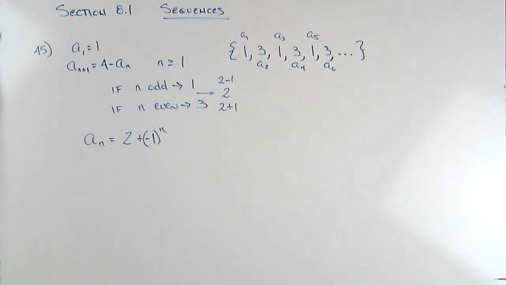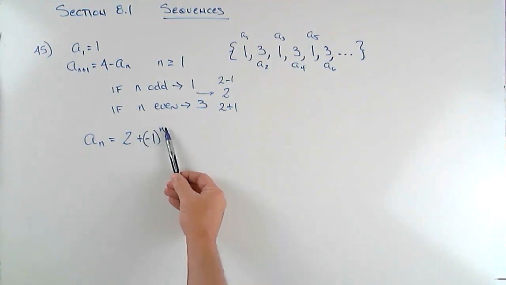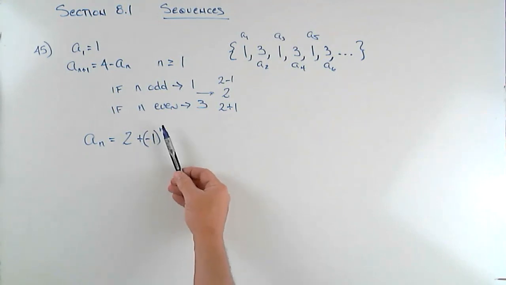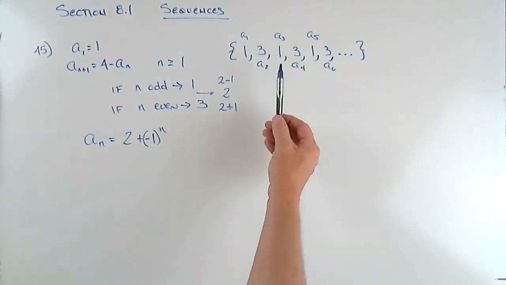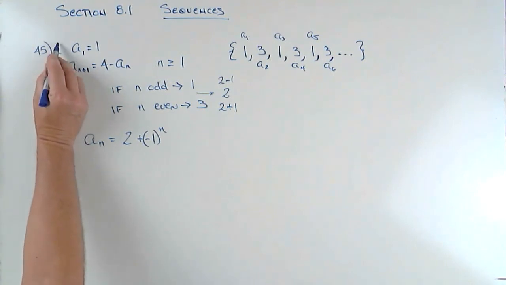So it says determine whether the sequence is convergent or divergent, and it's divergent because as n goes to infinity, we do not have any indication as to whether negative 1 to the n is going to be negative 1 or whether negative 1 to the n is going to be positive 1. So we're just going to keep alternating between 1 and 3. So this is divergent. Part B, this was part A.